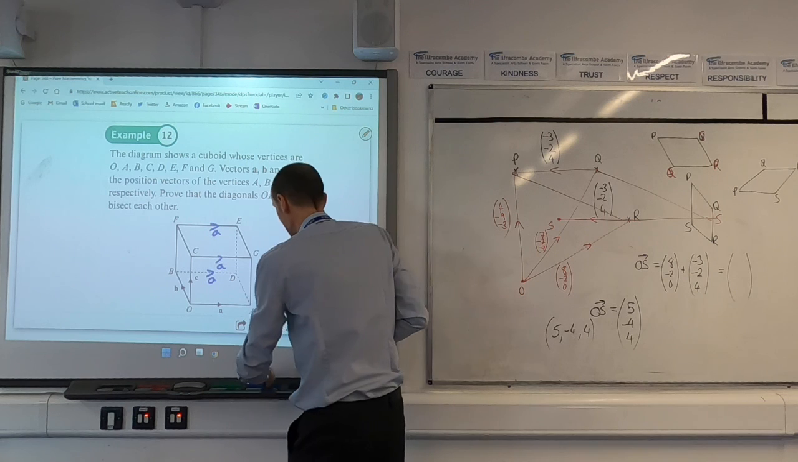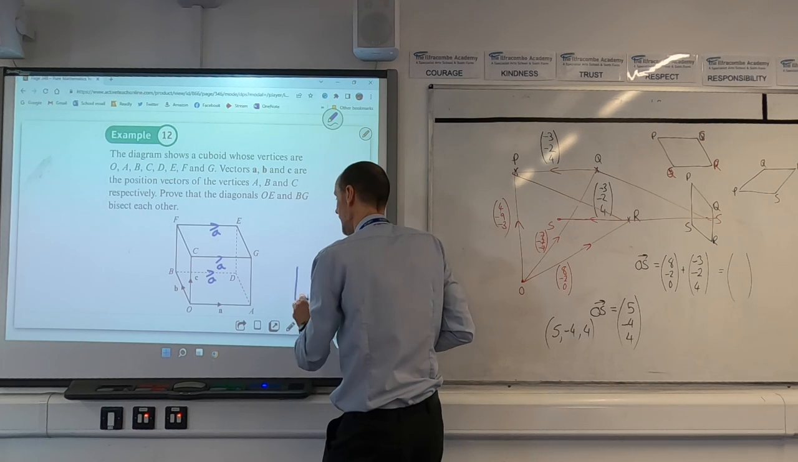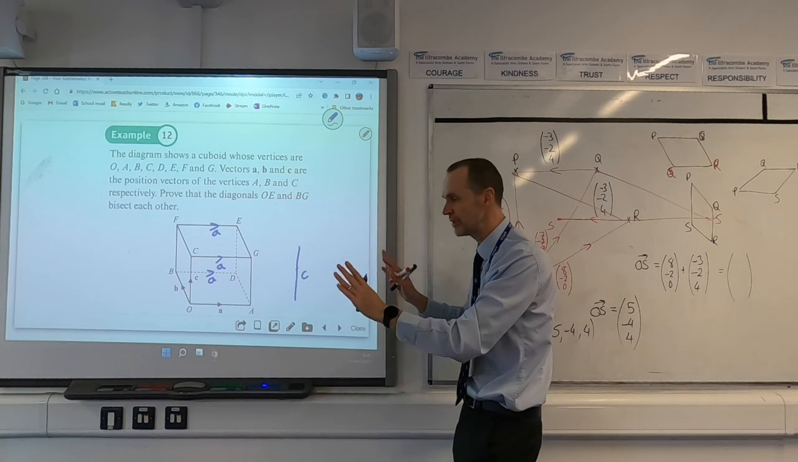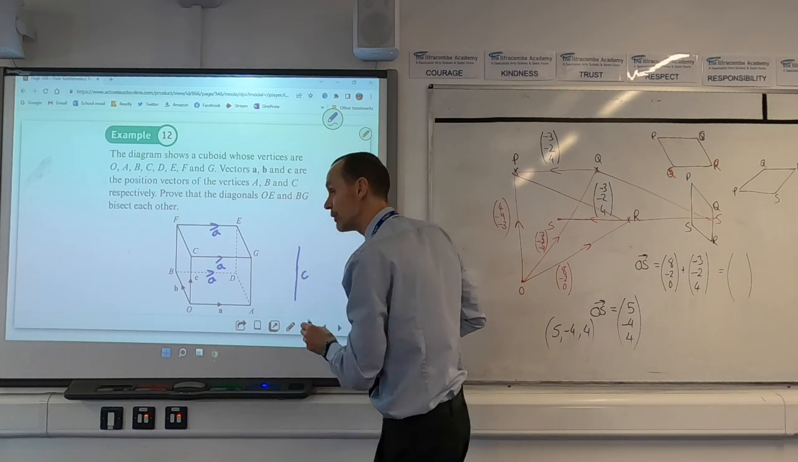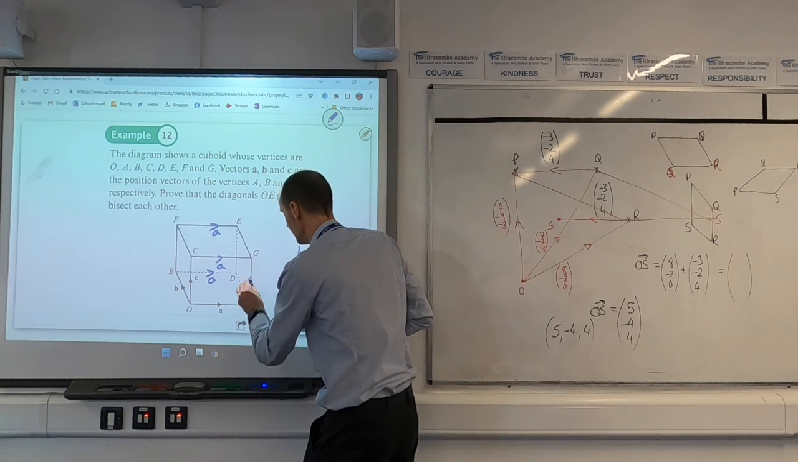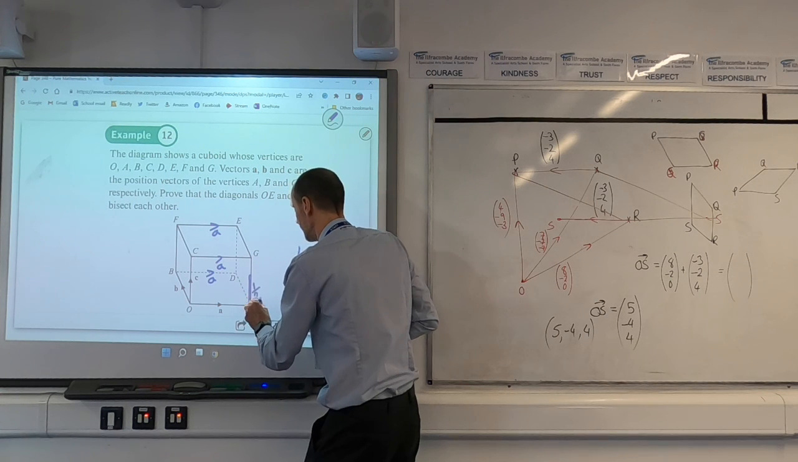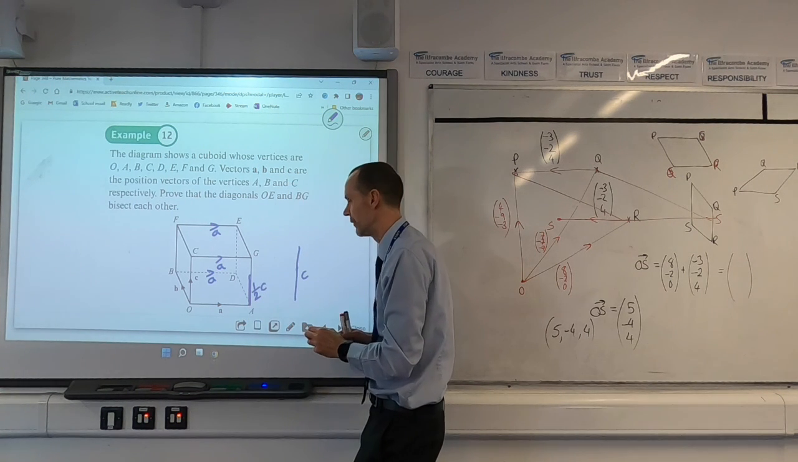Similarly, over here, that would still be a c, even if it isn't part of the cube, still a c. And, crucial to this problem, that's a half of c. That's a half of c.